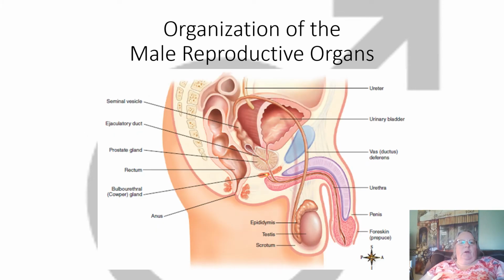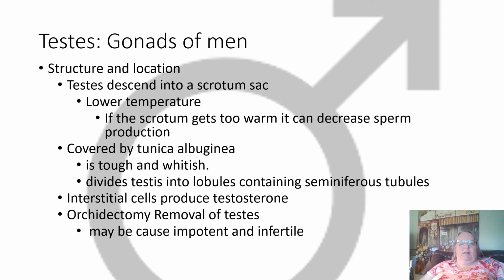This shows a picture of the organization of the male reproductive organs. I would take a real close look at where things are located so that it will help you to process for when the test comes. We're going to start with the testes.